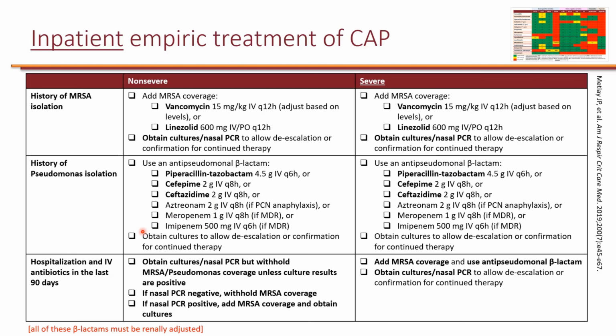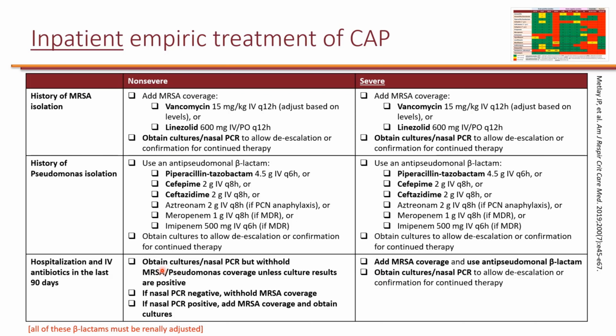Now, it is important to obtain cultures to allow de-escalation or confirmation for continued therapy. In other words, if you do not grow Pseudomonas on the culture, then you can de-escalate these back to ceftriaxone. Or if you did grow Pseudomonas, then you know that you had made the right decision, and then you will continue the anti-Pseudomonal coverage. Now, the same is true for severe and non-severe, so the strategy is the same, it doesn't matter. If the patient has had hospitalization and IV antibiotics in the last 90 days, that's when the strategy is different between non-severe and severe.